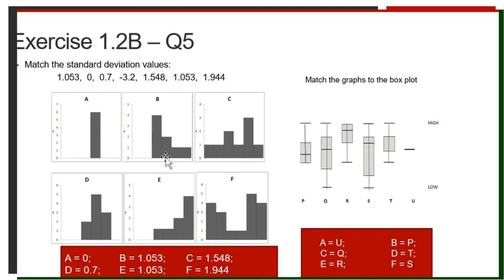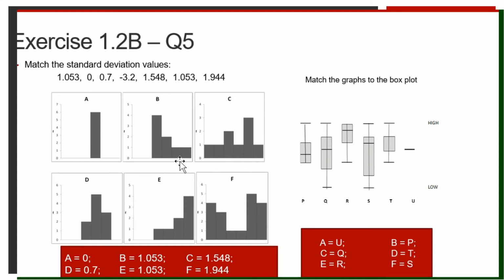You have one long, one here, and two of the same. It's just that one is skewed to the left and one is skewed to the right. Your skewness doesn't matter. Skewness does not affect your spread, does not affect your standard deviation. The shape of the distribution is still exactly the same. So therefore, B and E will be 1.053.